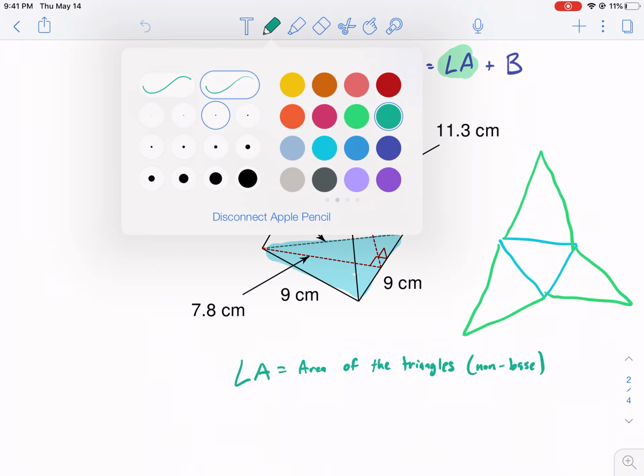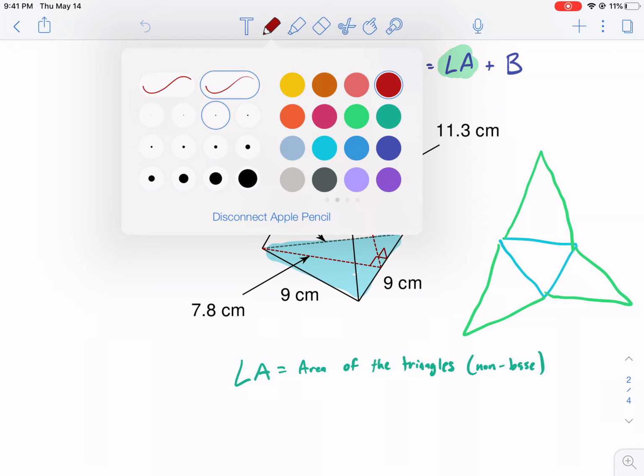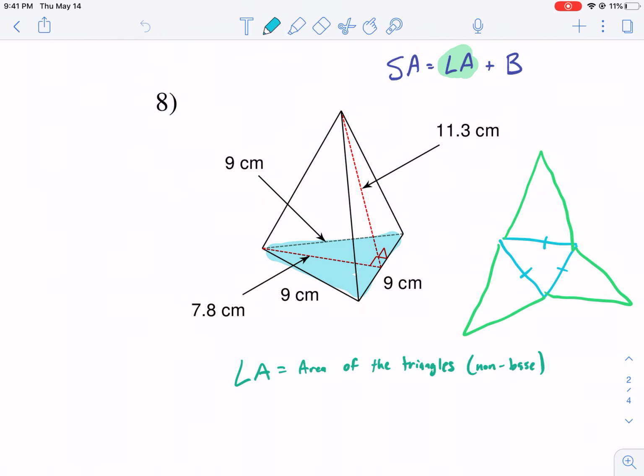Okay, now we could do that. We could go across here. The slant height for, well, we notice that this is an equilateral triangle. The blue one is an equilateral triangle, so the dimensions are going to be the same. And we also are told that this is the slant height right here. Slant height is 11.3 for each one of these. So this is 11.3, 11.3, 11.3. Okay, and we know this is 9, this is 9, this is 9.